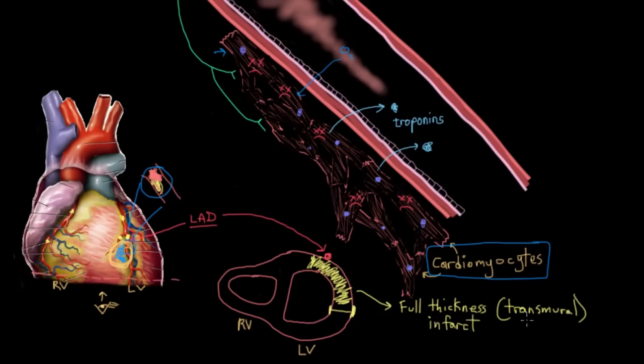And transmural, by the way, just means mural refers to wall and trans just means sort of crossing. So transmural means it's just crossing the entire wall. That's how big the infarct is, transmural. So that's one type of heart attack. That's one type. And the second kind, let's put it up here, the second kind is called a partial thickness infarct, or a subendocardial infarct. That's the other word for it.